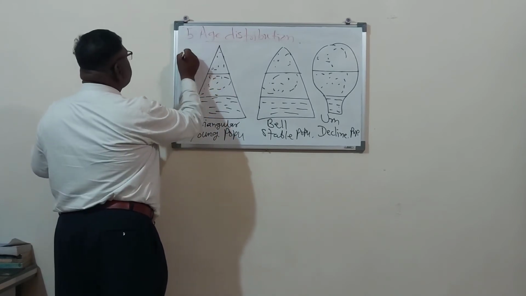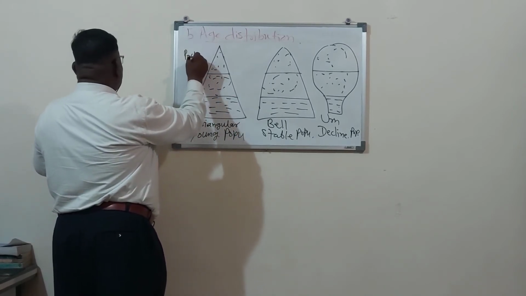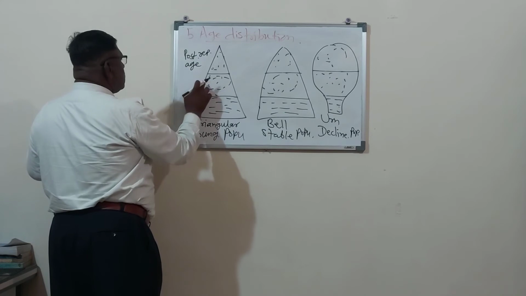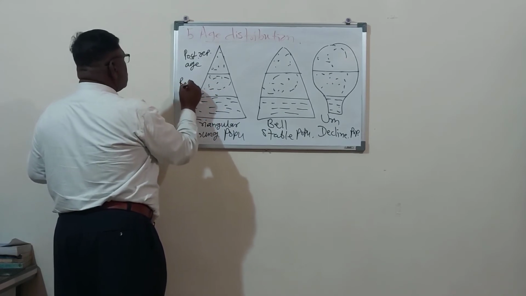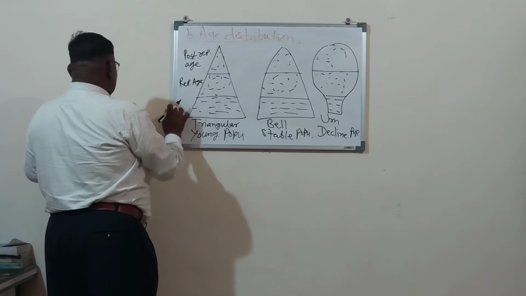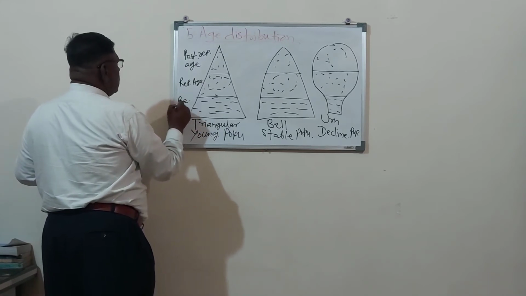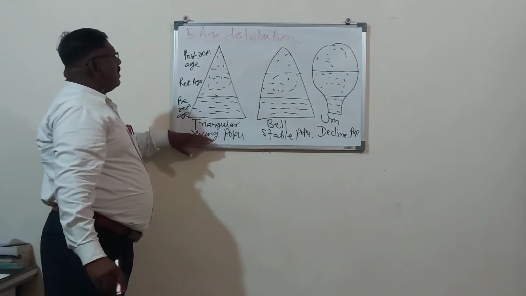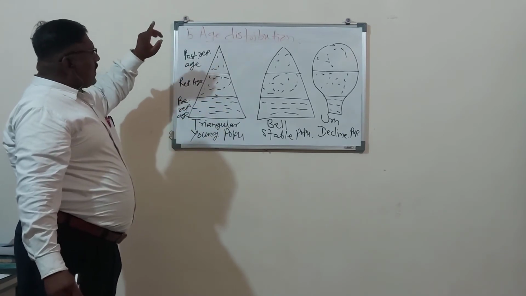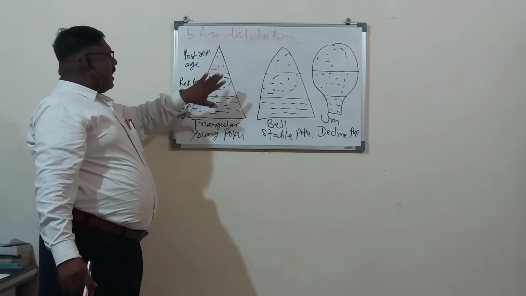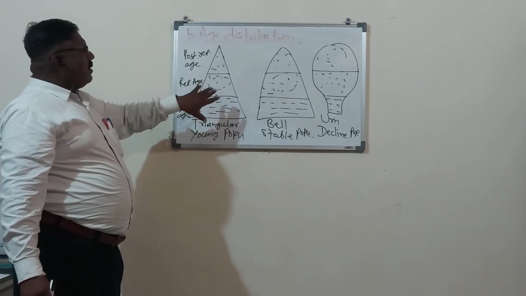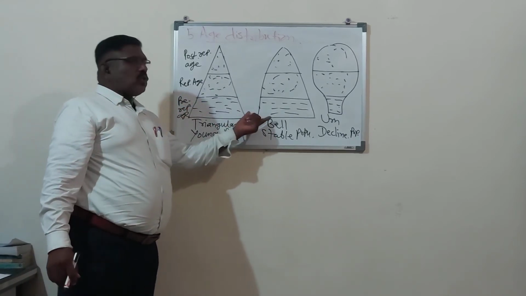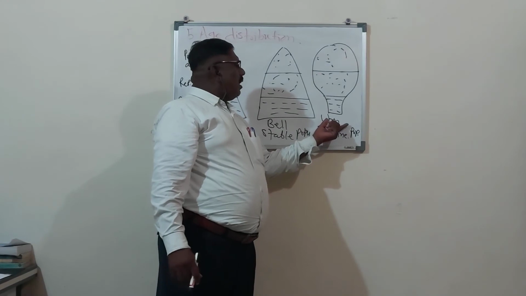Here the post-reproductive age, then the second one is the reproductive age, and this is the pre-reproductive age. So on the basis of the age in a population, a character called age distribution, there are different types of shape of a population. This shows the triangular shape, this shows the bell shape, and this shows the urn-shaped population.